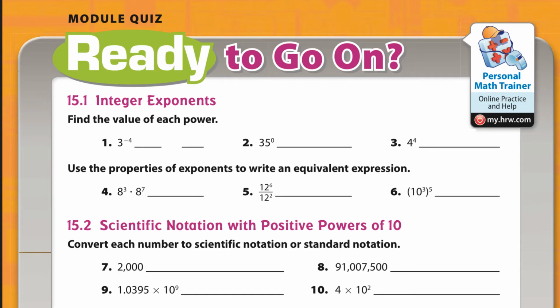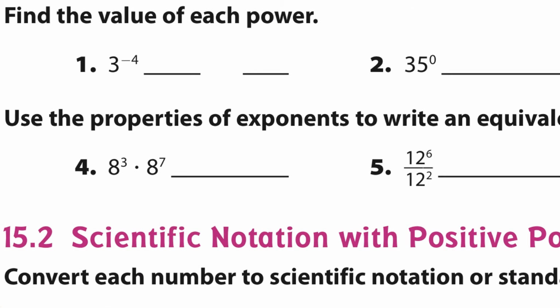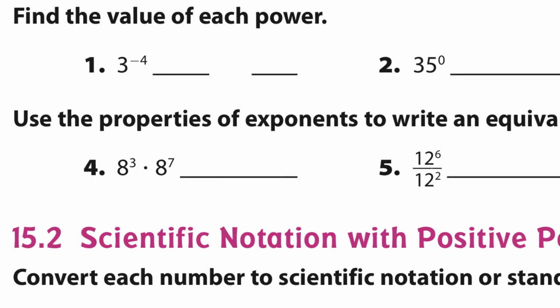Hey, here we go with the ready to go module quiz, all about integers, scientific notation, and such. And so the first one is 3 to the negative fourth power. Let me zoom in a little bit. 3 to the negative fourth power. Yikes, that's not 3 times negative 4. That is far from it.